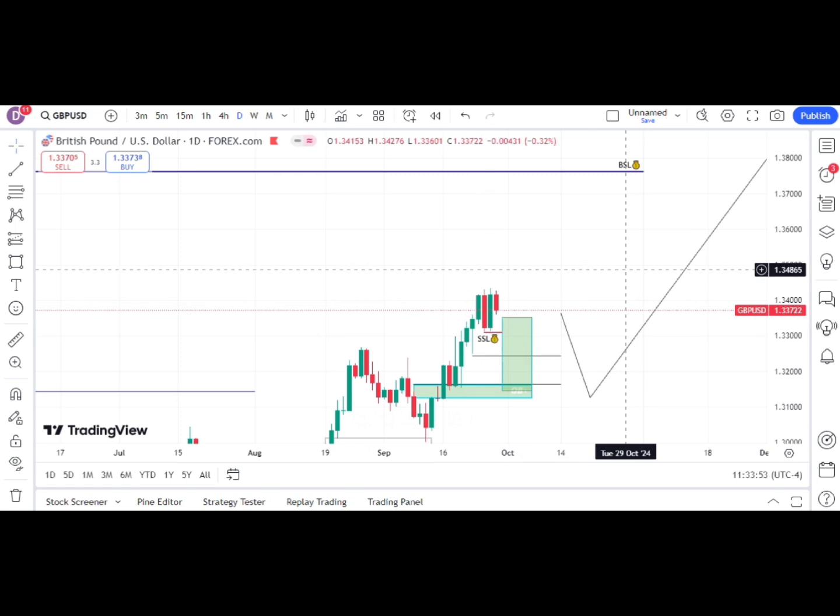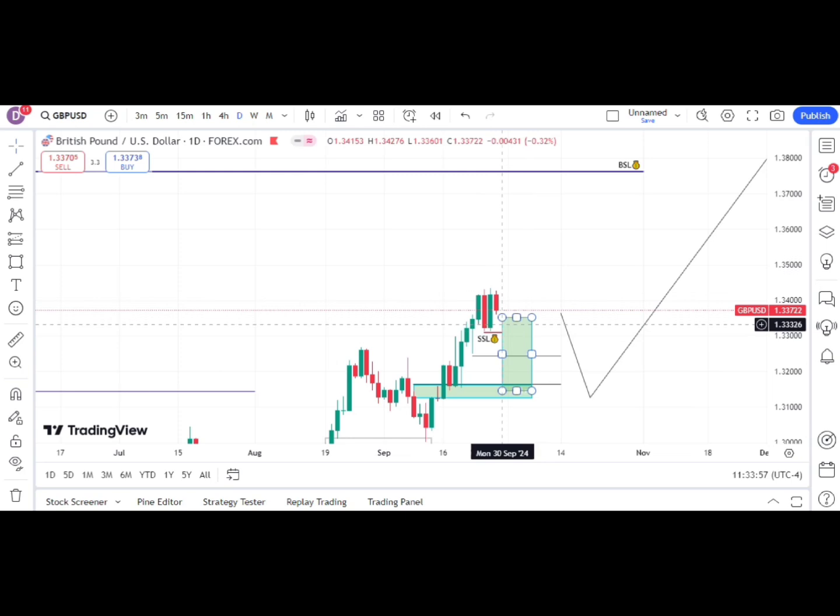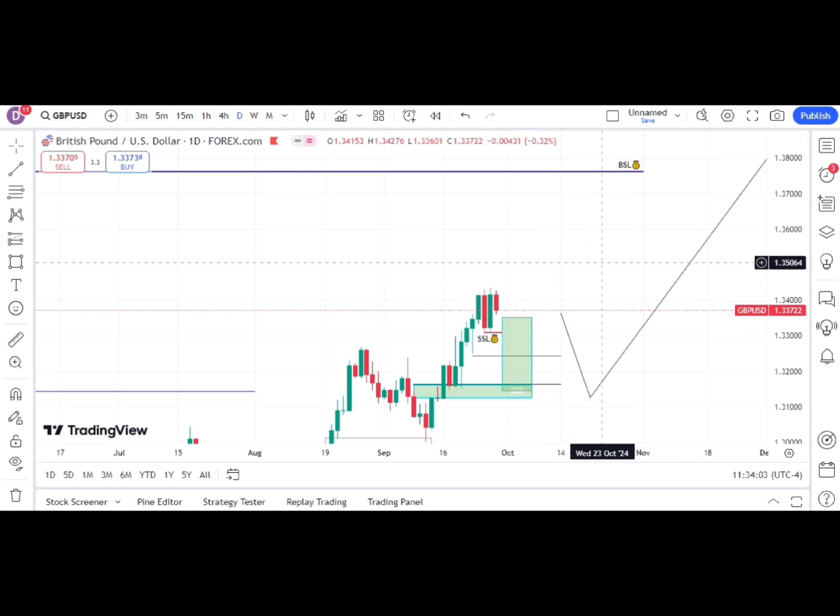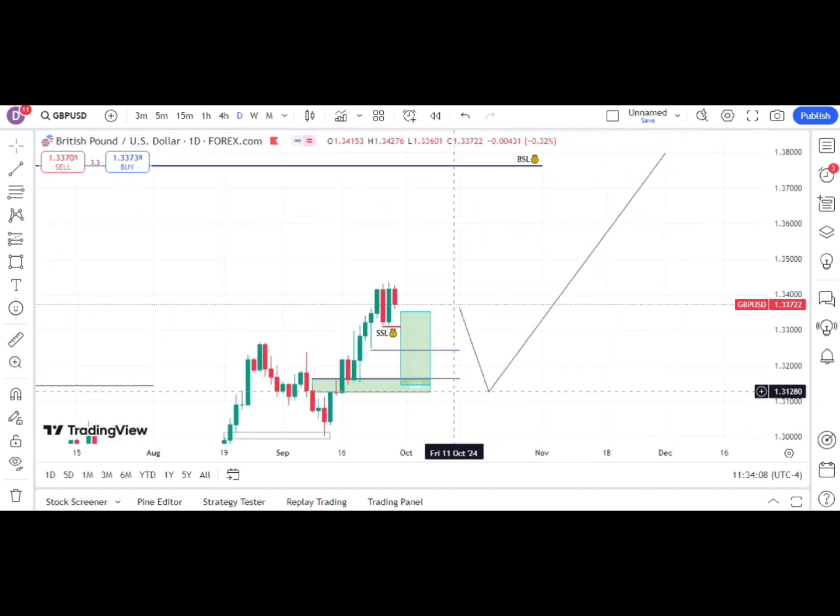I'm expecting higher prices, but before that, I want us to run sell side, take out sell side liquidity. After doing that, then I want to see us rally up higher. So for GBPUSD, I want to see higher prices. So that will be all for this video.